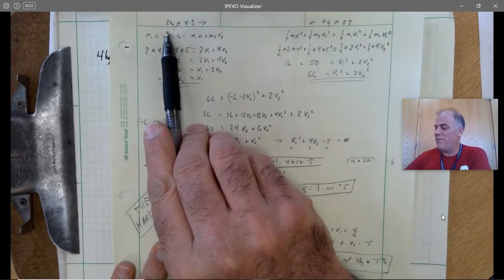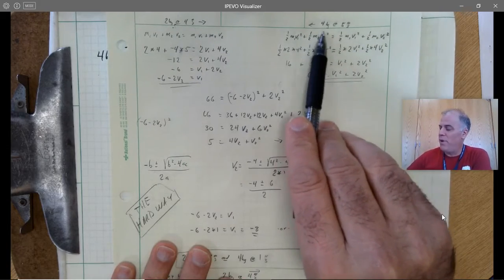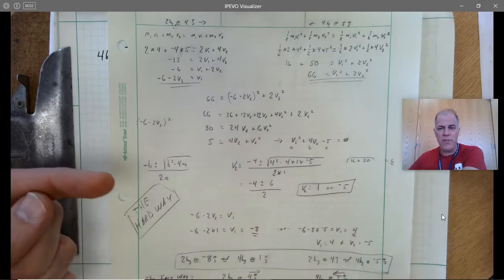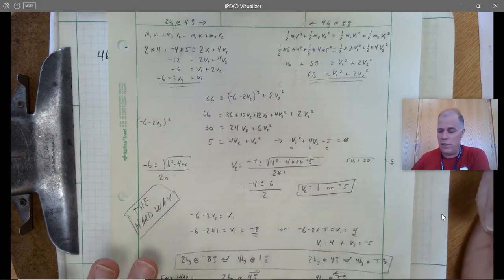Anyway, the problem here is we have 2 kilograms moving at 4 meters per second to the right and a 4 kilogram puck moving at 5 meters per second to the left. They're going to come over, bounce off each other, and rebound at some speed. We're trying to figure out what those are because we're not given either one.